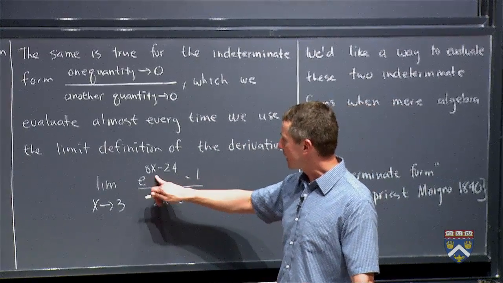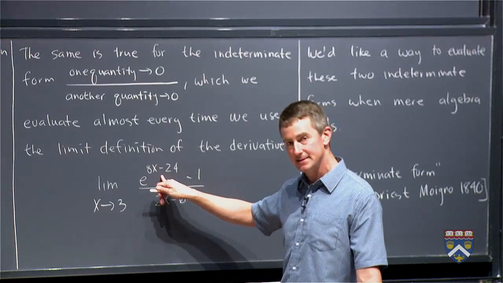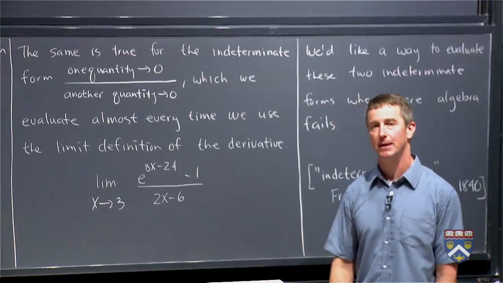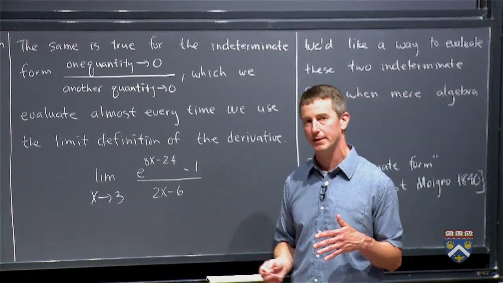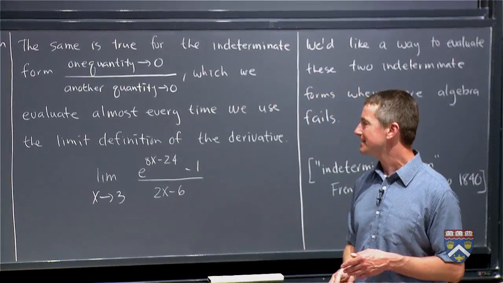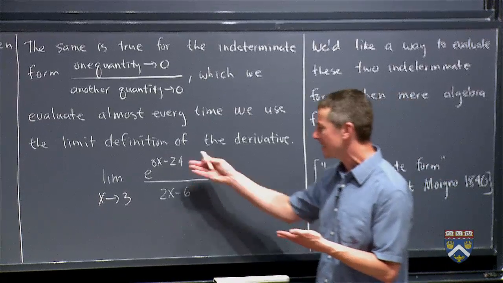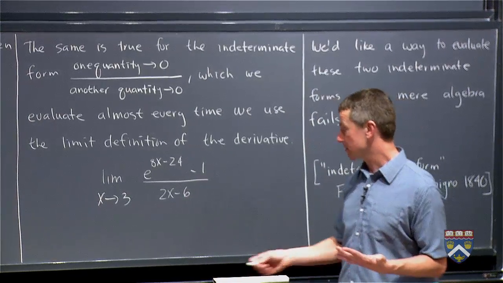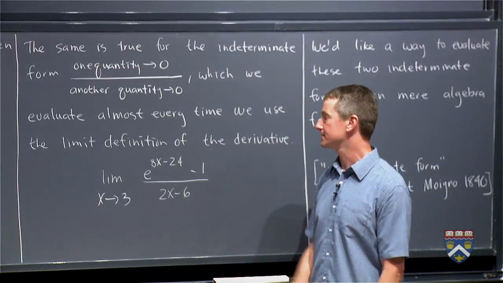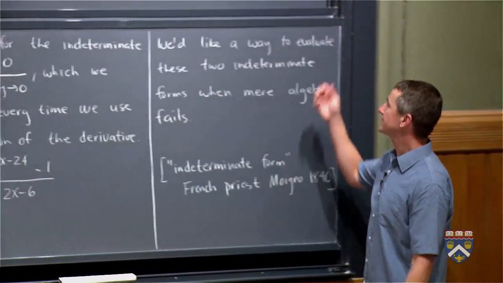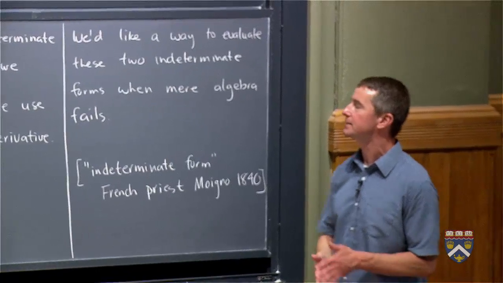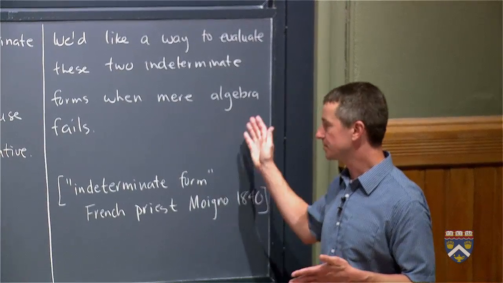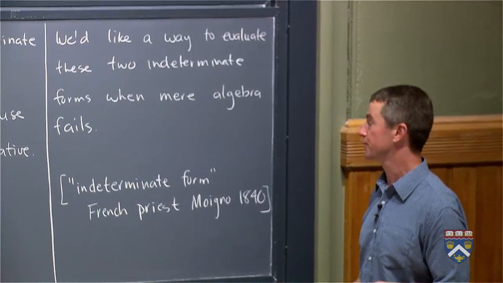As x goes to 3, this thing on the top here goes to e to the 0, which is 1. So we have 1 minus 1, which is 0 on the top. And on the bottom, we have 6 minus 6. So the top and the bottom are both going to 0. But you can see there's no nice, easy algebraic solution to this because there's nothing that we can cancel out or simplify like we did in week 2. Calculus, though, will come to the rescue and help us evaluate this sort of limit. So that's what we'd like to do now. We'd like a way to evaluate these two indeterminate forms, the infinity over infinity and 0 over 0 forms, when algebra itself doesn't do the trick for us.